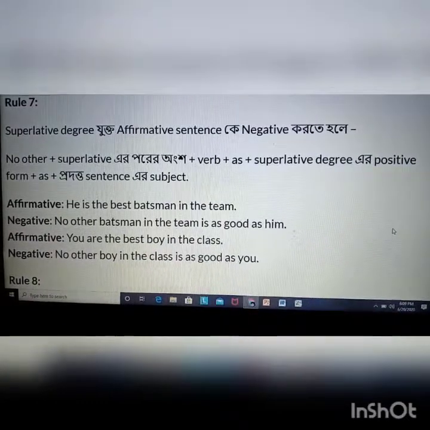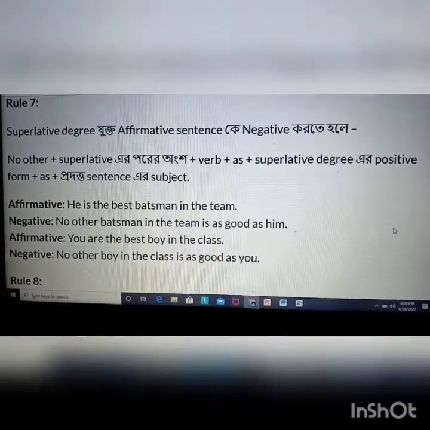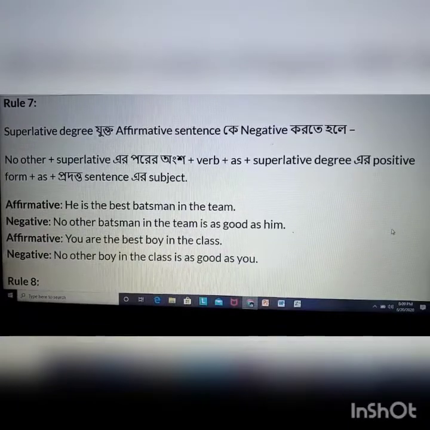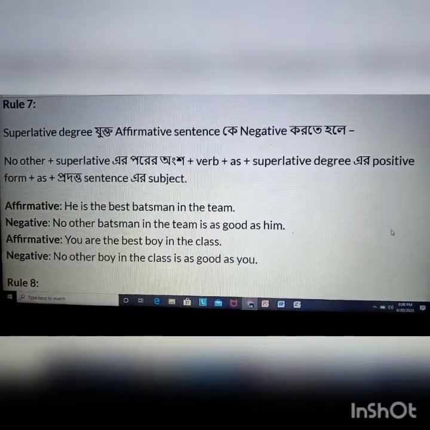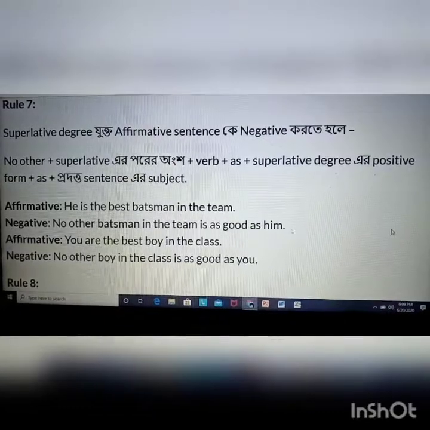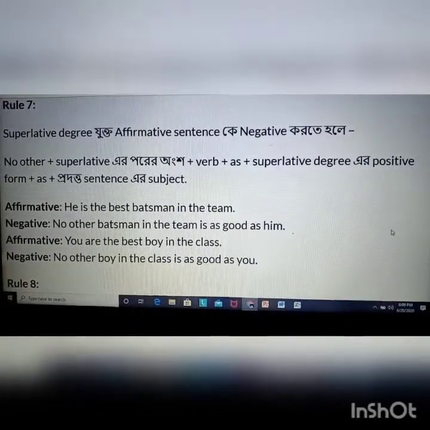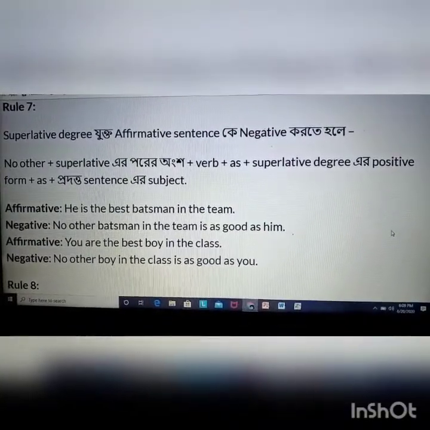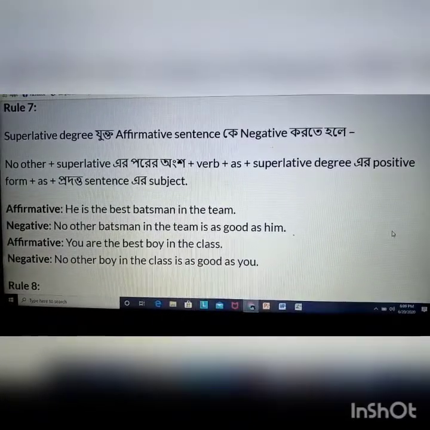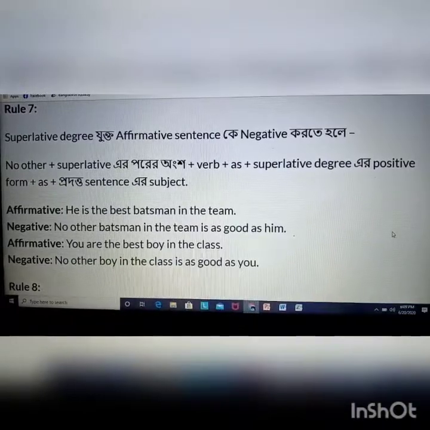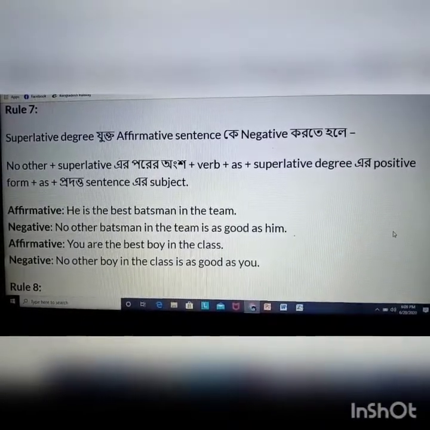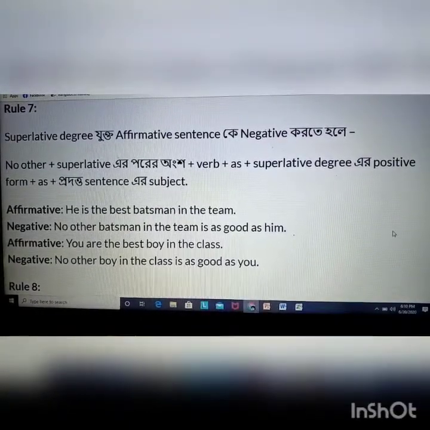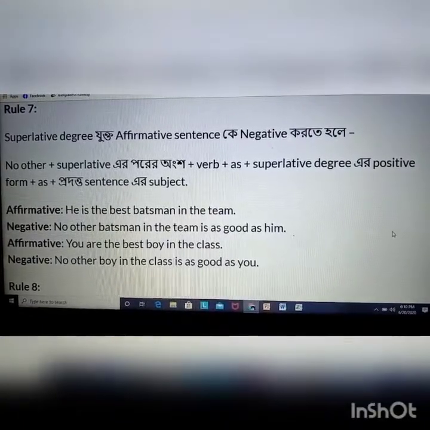He is the best batsman in the team. So negative: no other batsman in the team is as good as him. Here, according to the structure, at first we have used no other. Then the next portion of the superlative form, batsman in the team. And next, the verb, so the verb here is. Then as, and the positive form of the superlative degree. Here the positive form of best is good. And again we have used as and then the subject, him.